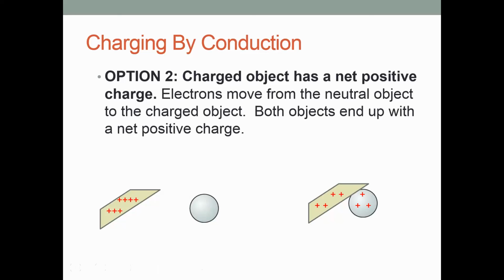We could also have a positive charged object that we touch a neutral object with. And in this case, the negative charges from here are going to move over here, leaving a positive charge on here and a smaller positive charge on here. So in the end, we end up with two net positively charged objects. Those are charged by conduction.